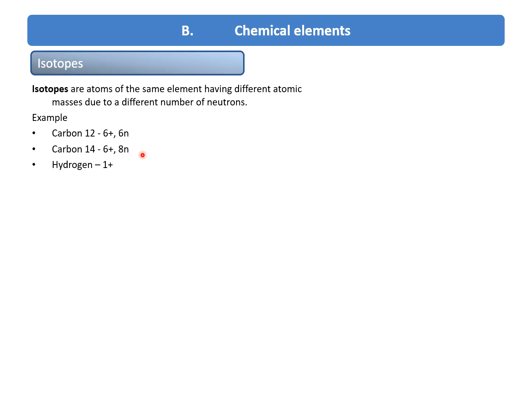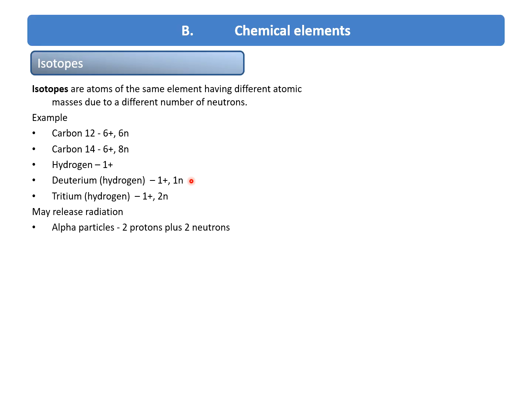Hydrogen. Normally, hydrogen has 1 proton, but deuterium, a heavy form of hydrogen, also has a neutron. Tritium, another alternate form, has 2 neutrons. Many of these isotopes release radiation. Alpha particles consist of 2 protons and 2 neutrons. Beta particles consist only of electrons, and gamma radiation is a form of electromagnetic radiation.